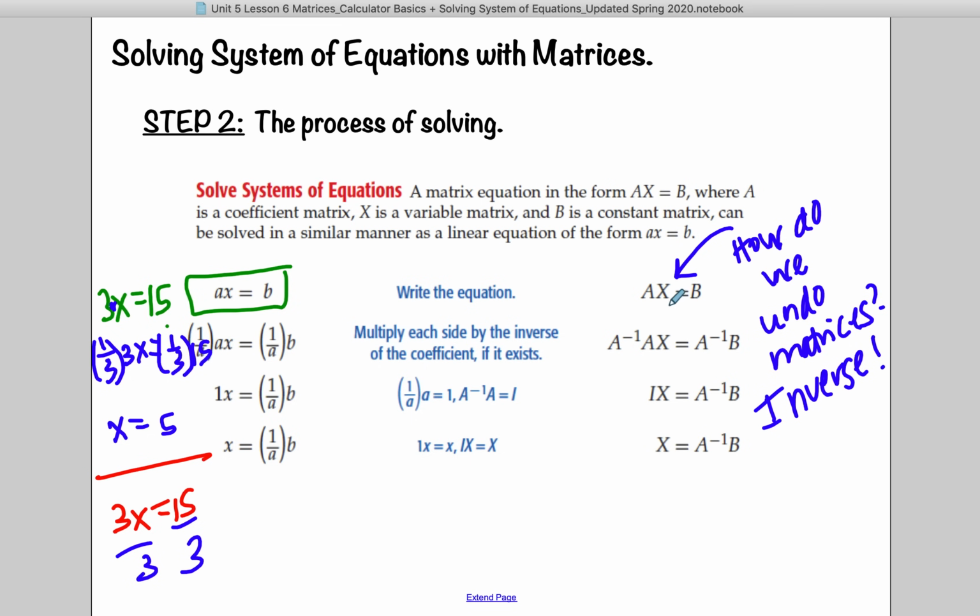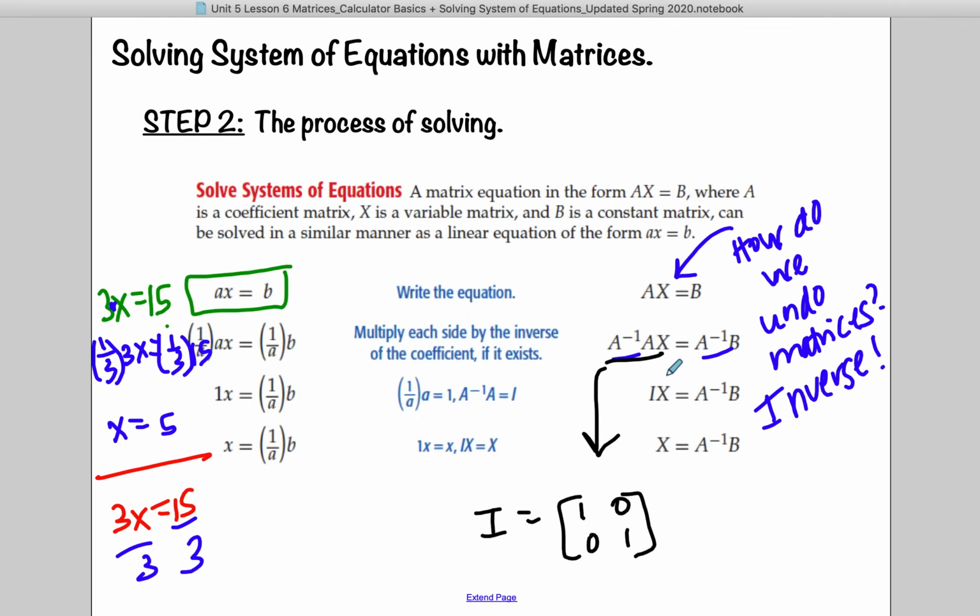So in order to get rid of matrix A, I multiply both sides by A inverse. Remember, A inverse times A, when you multiply those two matrices, you'll get the identity matrix: 1, 0, 0, 1. So essentially, A inverse and A cancel each other out, and all we are left with is our variable matrix. And when you take the inverse matrix times the constant matrix, you will get what x is equal to.